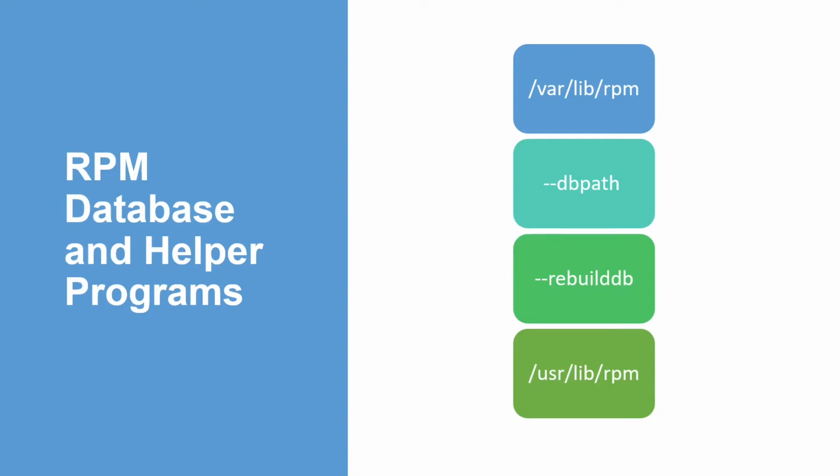An alternative database directory can be specified with the --dbpath option to the RPM program. One might do this, for example, to examine an RPM database copied from another system. You can use the --rebuilddb option to rebuild the database indices from the installed package headers. This is more of a repair and not a rebuild from scratch.